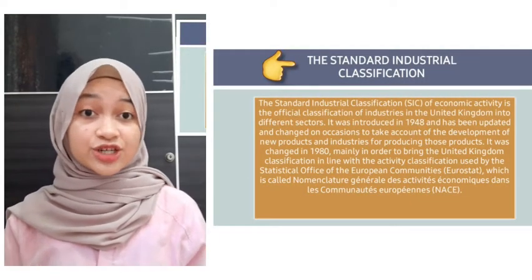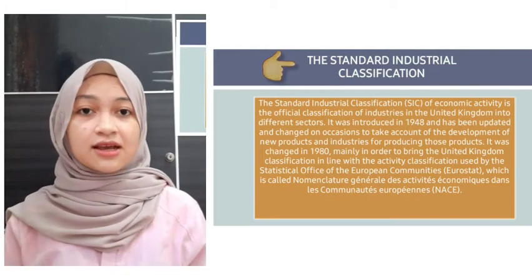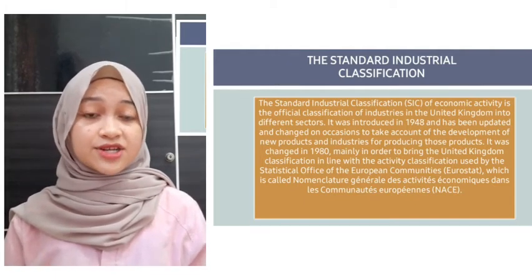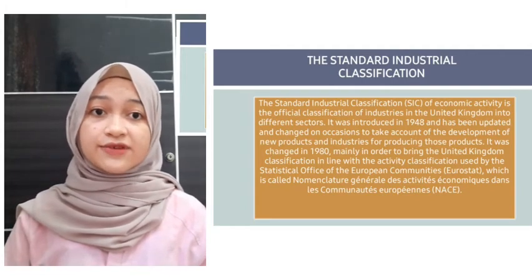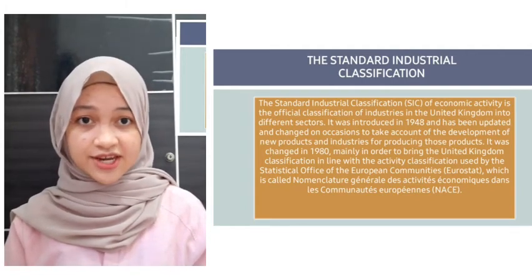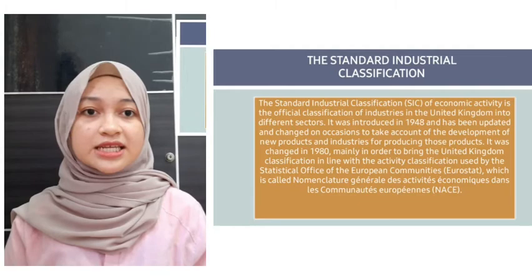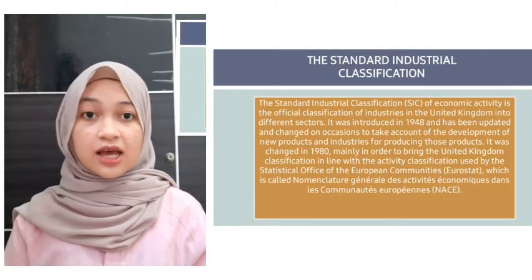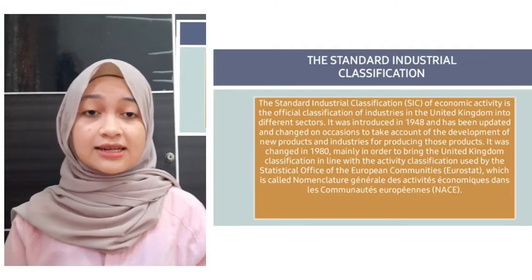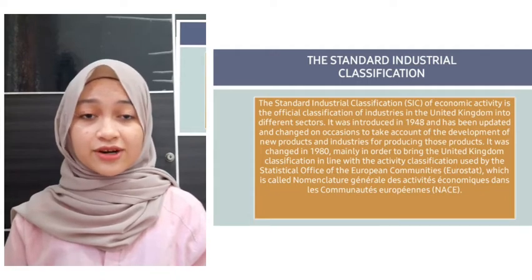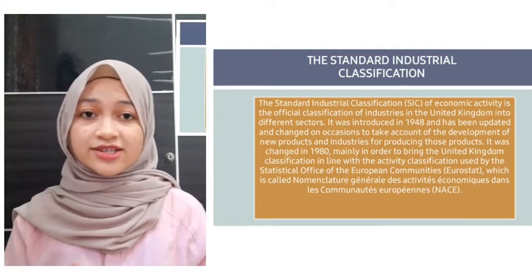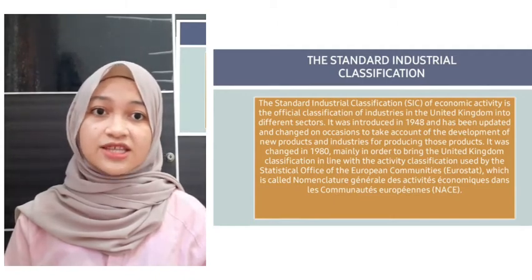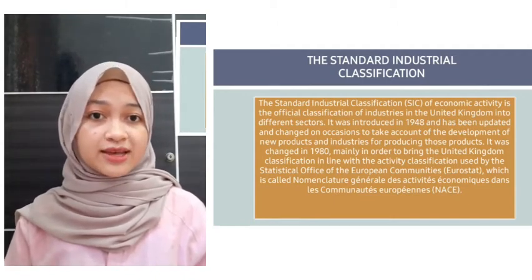The Standard Industrial Classification, or SIC, of economic activity is the official classification of industries in the United Kingdom into different sectors. It was introduced in 1948 and has been updated and changed on occasion to take account of the development of new products and industries for producing those products.